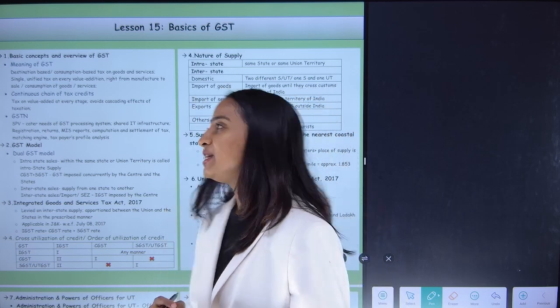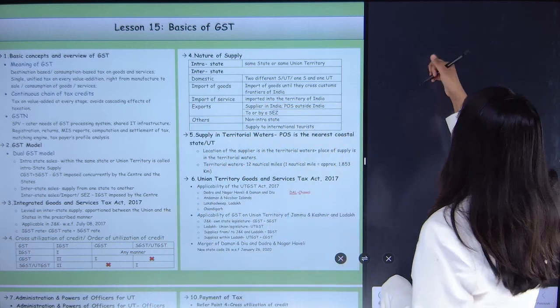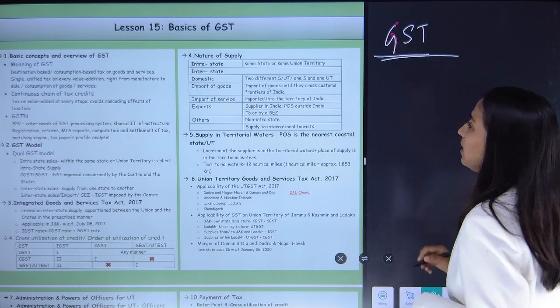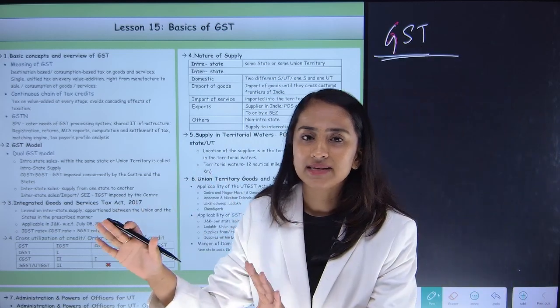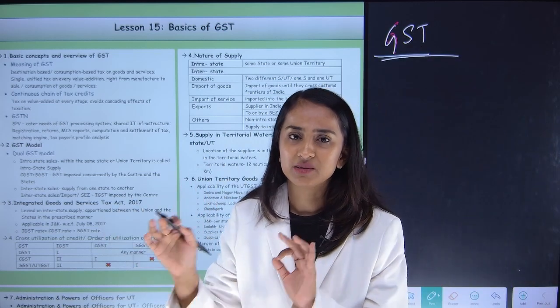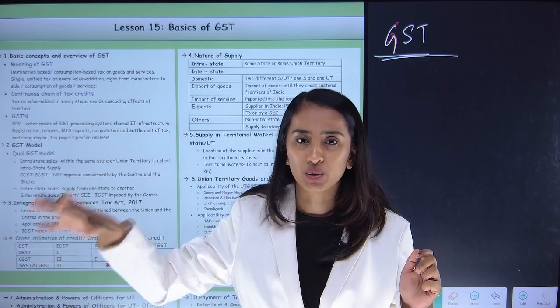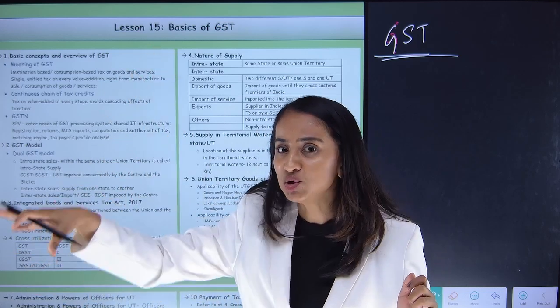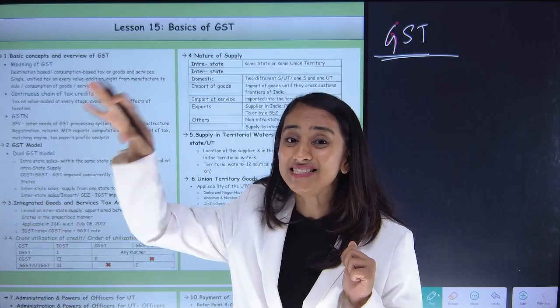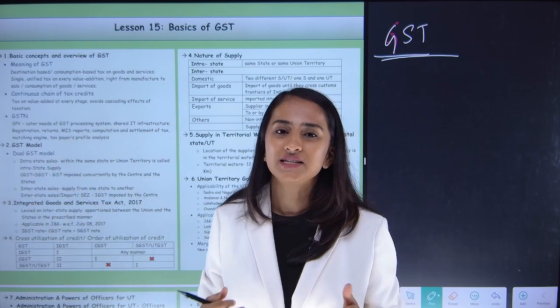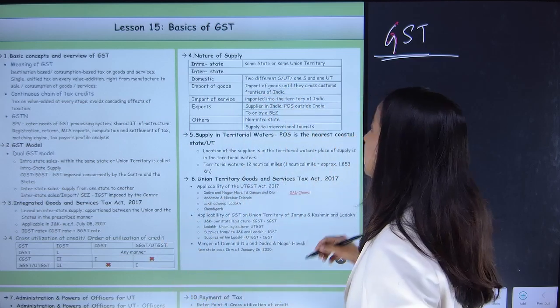So starting with this chapter, it talks about what is GST, right? GST is a destination based tax, consumption based tax. Means what? If I'm selling something from Karnataka to Tamil Nadu, where is the consumer located? So the consumer will be taxed under GST. So the destination, the consumption based, whoever is the consumer, GST will be levied on that person.